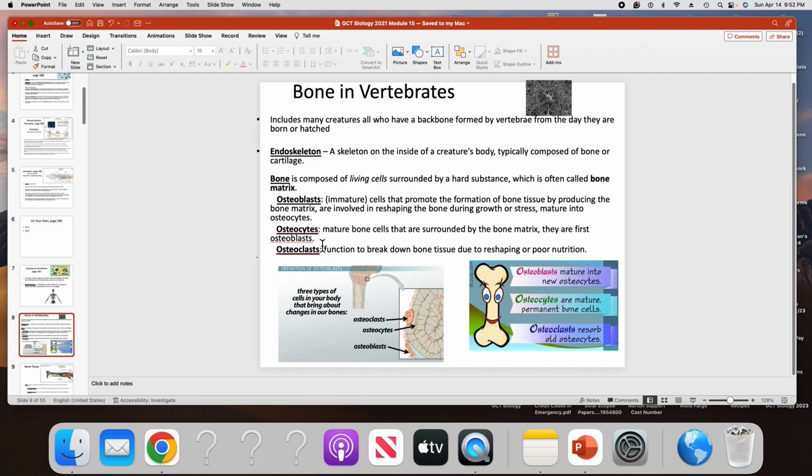Osteocytes are mature bone cells that are surrounded by the bone matrix. So that's them here and here. Then finally you have osteoclasts, that's the third type, and they would function to break down bone tissue due to reshaping or potentially poor nutrition, and they are shown here. So once again, for the summary, you can see osteoblasts mature into new osteocytes, osteocytes are mature permanent bone cells, and osteoclasts help to reabsorb old osteocytes and reshape the tissue.